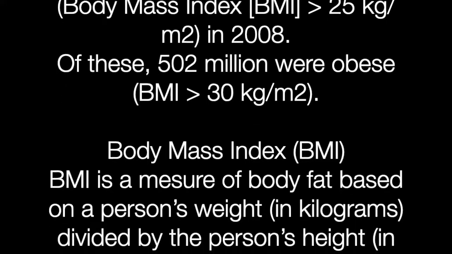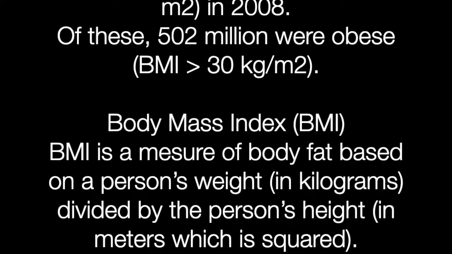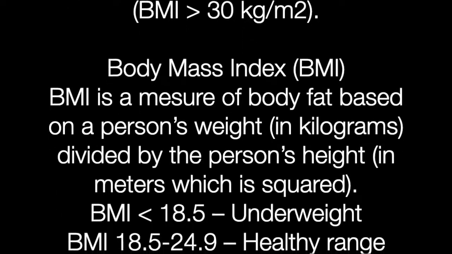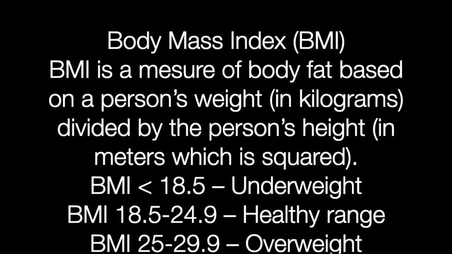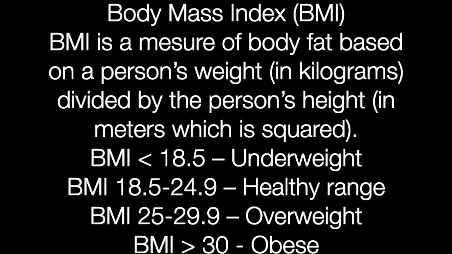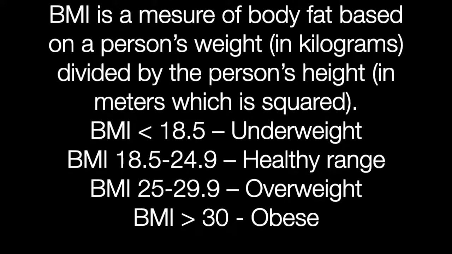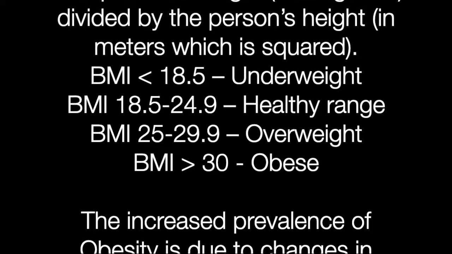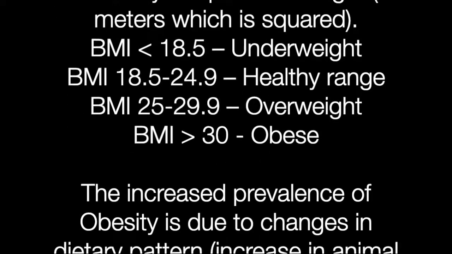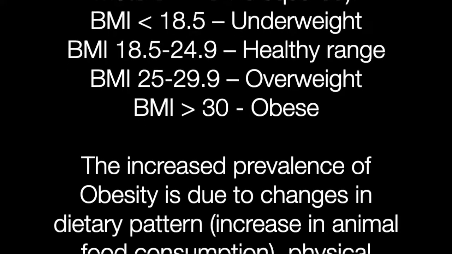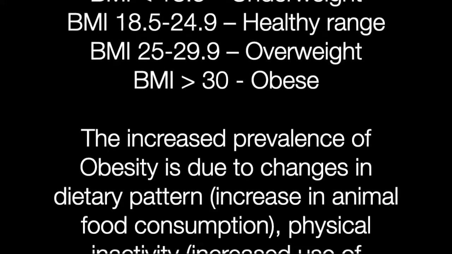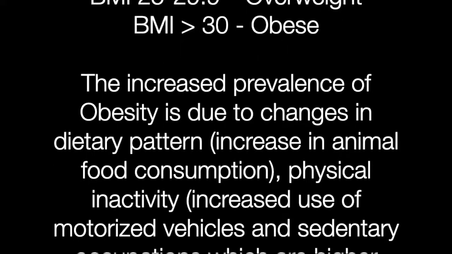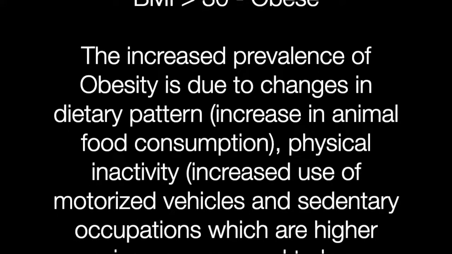Now a little bit about body mass index. Body mass index is a measure of body fat based on a person's weight in kilograms divided by the person's height in meters, which is squared. BMI less than 18.5 is underweight. Between 18.5 and 24.9 is a healthy range. Between 25 to 29.9 is overweight, and more than 30 means obese.